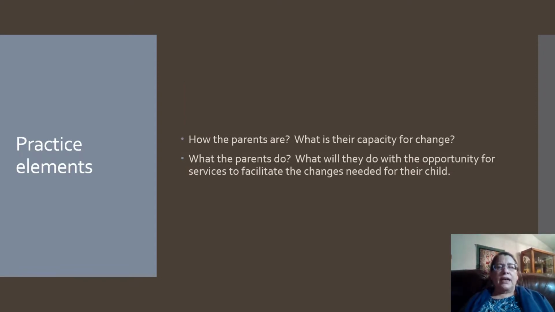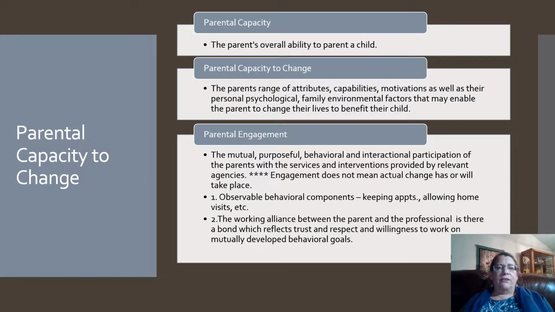So the practice elements that go into this is how the parents are, which is basically what is their capacity for change. And then the second part of it is what the parents do. In other words, what will they do with the opportunities and the services that you're going to provide for them? How are they going to use those to facilitate change needed for their child, or not? Are they not going to do that? And so those are the two questions we are asking ourselves.